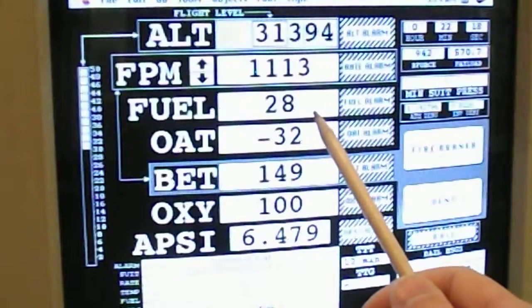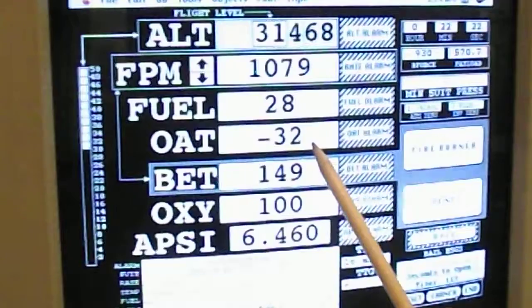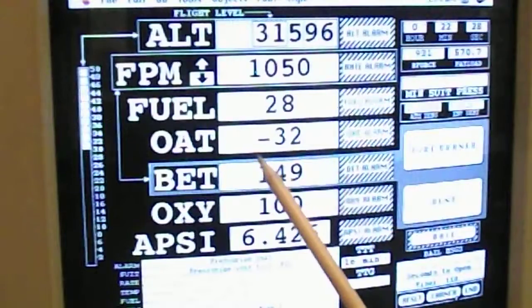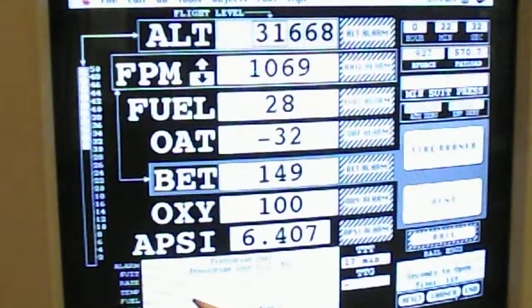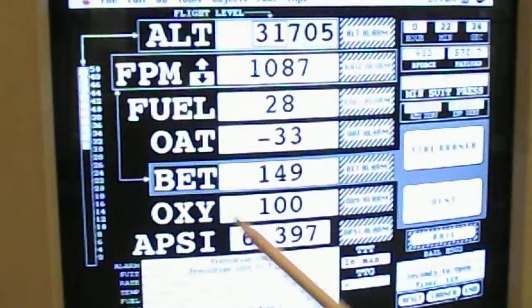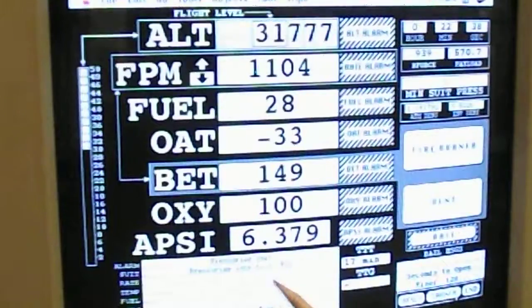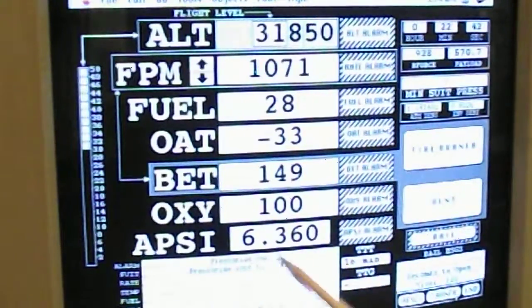This is going to help me estimate how much fuel I'll actually need to burn. OAT is a standard term. It's outside air temperature, and by the standard atmosphere model, at 31,000 feet I should have a temperature of minus 32 Fahrenheit. BET is balloon envelope temperature. It's 149 Celsius right now. Oxygen, kind of like fuel, I'm not really monitoring right now, not worrying about that.